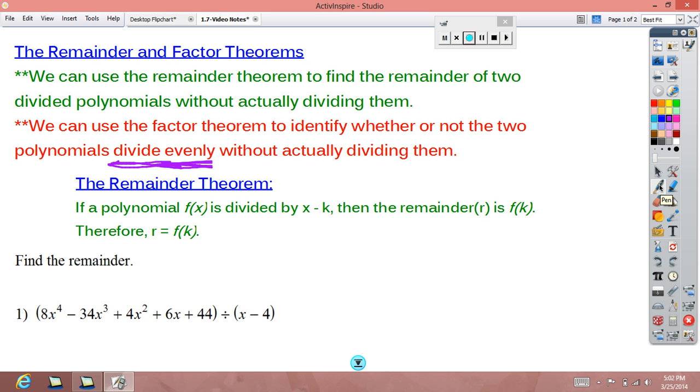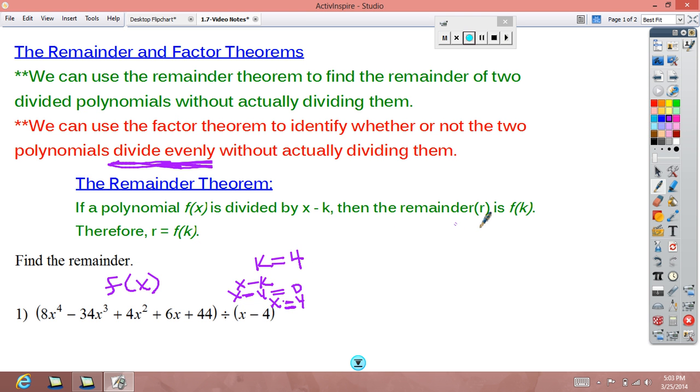Alright, so first the remainder theorem. The remainder theorem says if a polynomial f of x, in my example here, this is the f of x. Here I have this polynomial. It's divided by x minus k, so here we have x minus k. You'll notice that in this case, k is 4. We learned in our last video that we can do x minus 4 equals 0, which will give me x equals 4 when I add 4 to both sides. So in this case, k equals 4.